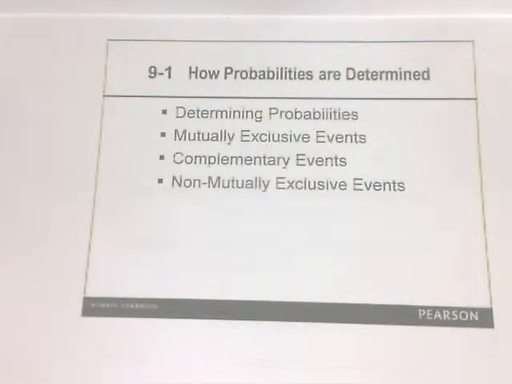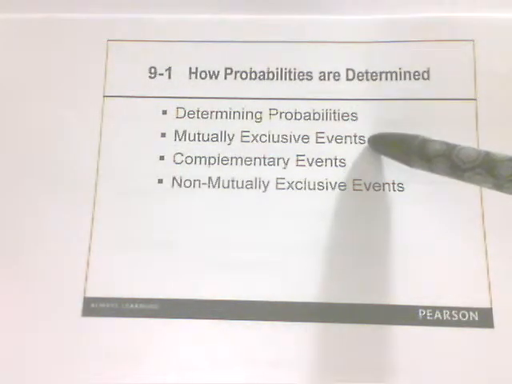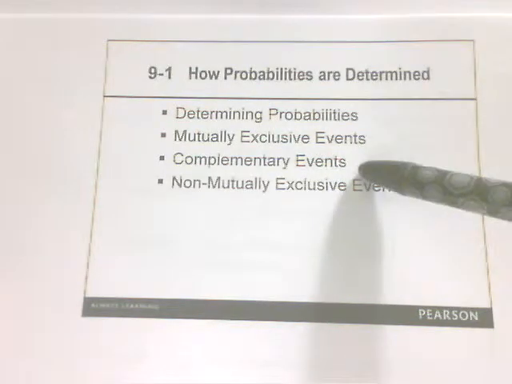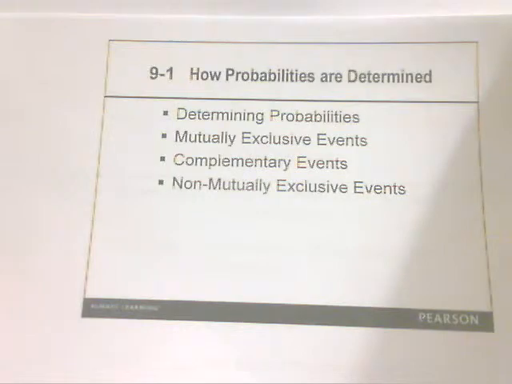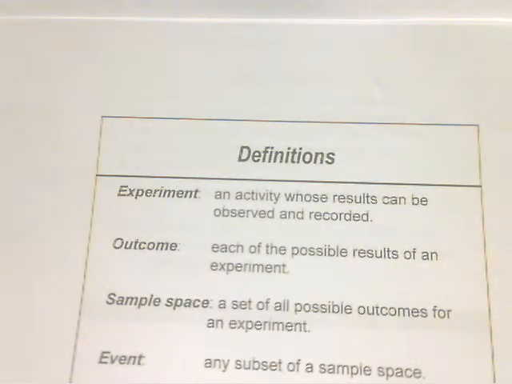Okay, in this video, we're going to be looking at probabilities and how probabilities are determined. This begins chapter 9, which deals with probability, and in this section 9-1, we're going to be determining probabilities. We're going to be looking at mutually exclusive events, also complementary events, and non-mutually exclusive events.